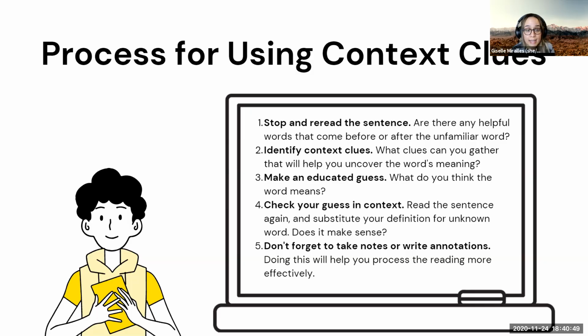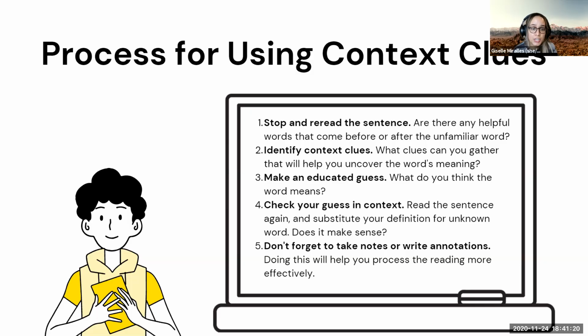Step two is to identify the context clues. So, what clues can you gather that will help you uncover the word's meaning? We're actually going to go more into what context clues are and the different types of context clues. So, that's step two, which we will go into more depth about. Number three, make an educated guess. After you've looked at the context and the words you already understand, what do you think the word means? Make that educated guess about it.